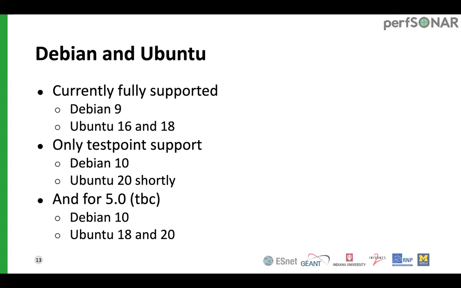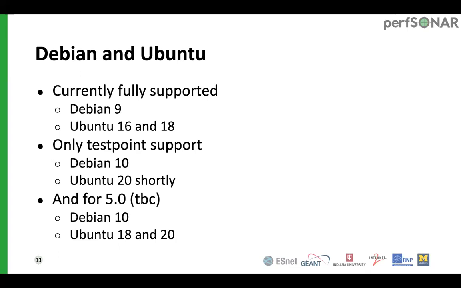So at the moment, as we support CentOS 7, we also support Debian 9, Ubuntu 16, and Ubuntu 18. This is all detailed on our website and in our documentation material. You have the different manuals that are available to install these systems. And we also brought recently support for Debian 10, but only for the test point at this moment.